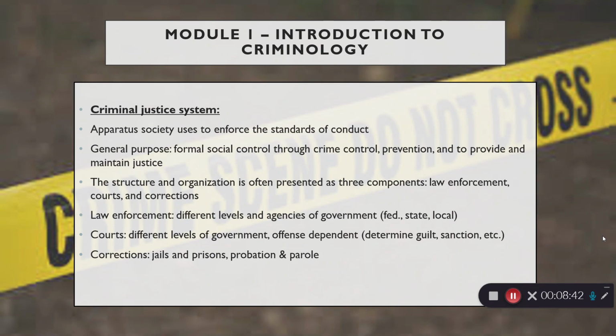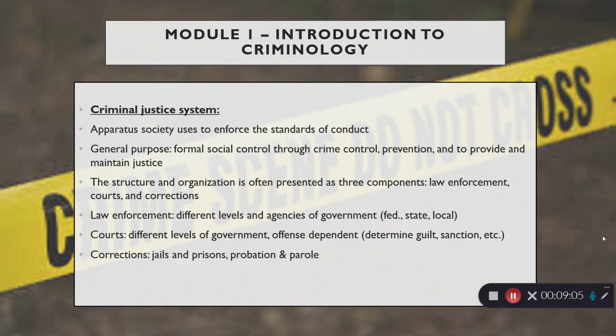Well, it depends on who you ask, under what circumstances, and when you ask them, right? It can mean many different things to many different people, so it's a loaded question to an extent. But the general purpose of criminal justice is formal social control. Okay. So the structure and organization of criminal justice is often presented as three distinct but interrelated components.